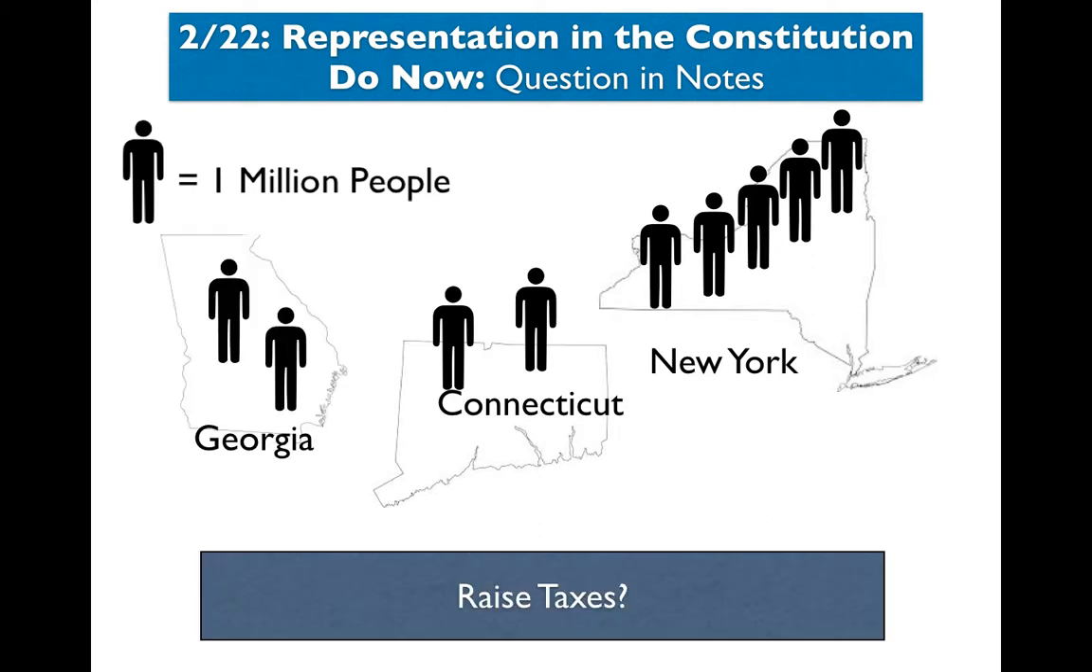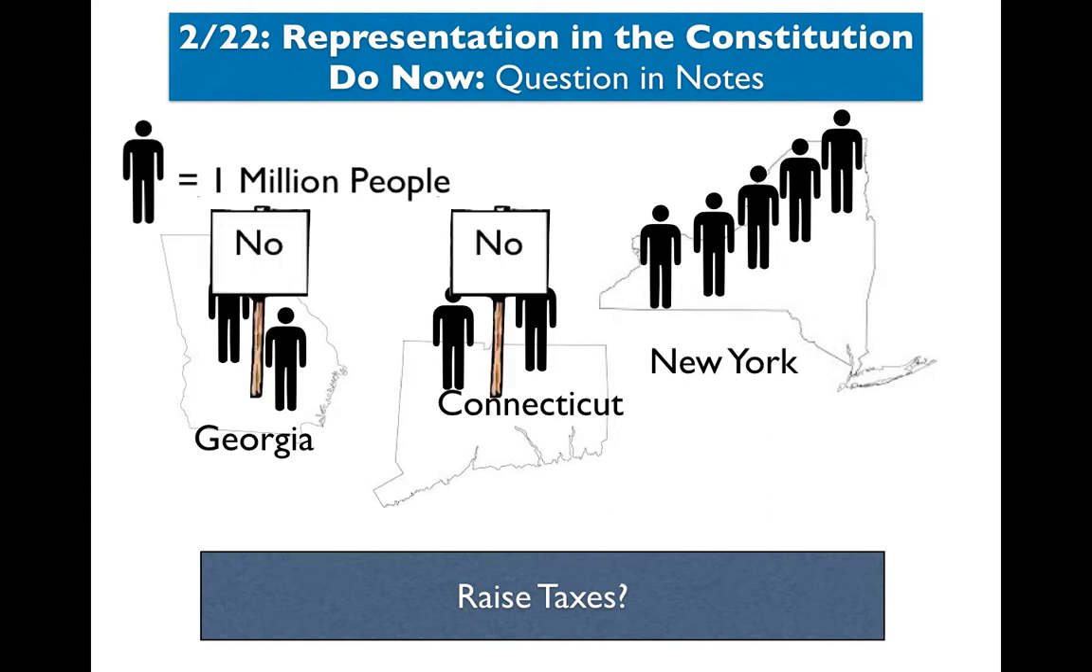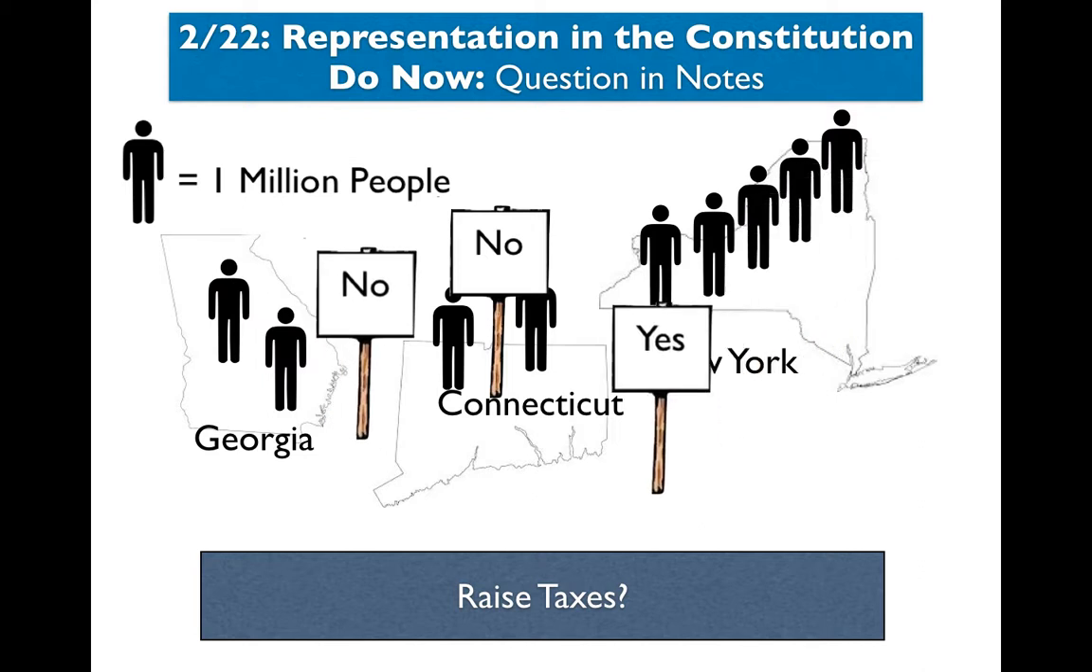So for example, if we wanted to pass a law to raise taxes, then we would put it to a vote, right? And if each state had one vote, regardless of their population, then we could have 4 million people in Georgia and Connecticut make the decision of no, we should not raise taxes, even though there's 5 million people in New York that might want to raise taxes. So it's 2-1, right? So no to raising taxes.